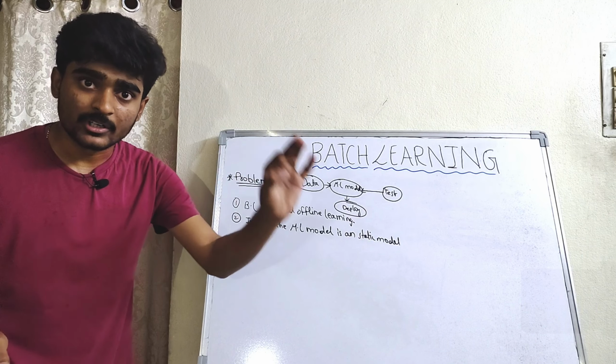Okay, this is our first point. Okay, the second point is in batch learning the machine learning model is a static model. Now you may have a doubt about why it is actually called a static model.